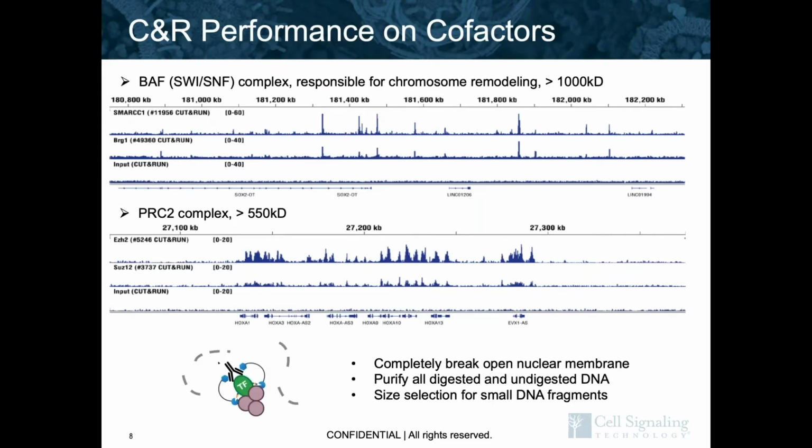I'd like to mention that we actually tried a specific protocol for the cofactor target type. We tried to completely break open the nuclear membrane, purify all digested and undigested DNA, and only purify the small DNA fragments by size selection. However, we always got high background using this protocol due to the breaking open of the nuclear membrane. Feedback from other labs also supports our conclusion that this protocol doesn't work as well as expected. So I just want to show you the validation efforts behind our recommended protocol. I don't think it's worth your time to further modify the protocol for cofactors.